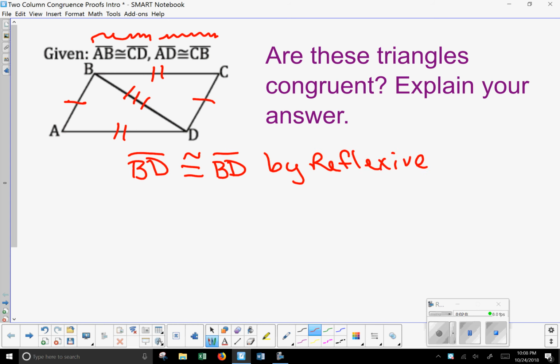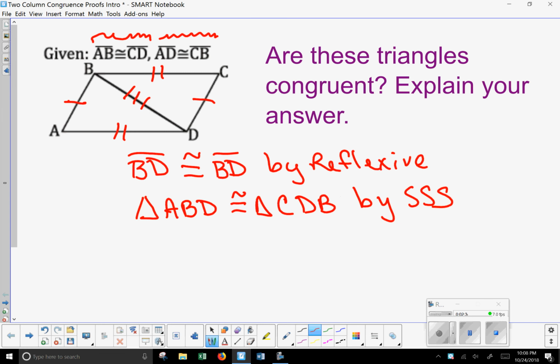So now I have several things marked in my picture. Is this enough markings to say the triangles are congruent? Yes, it is. We can say they're congruent by side, side, side. So I would be able to say triangle ABD is congruent to triangle CDB by side, side, side. Now remember that when you make those triangle congruencies, you have to put them in matching order. A matches to C.